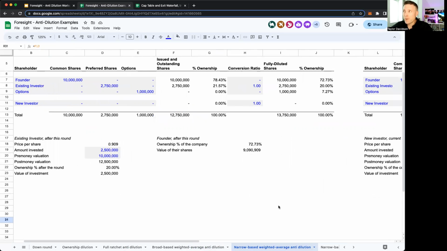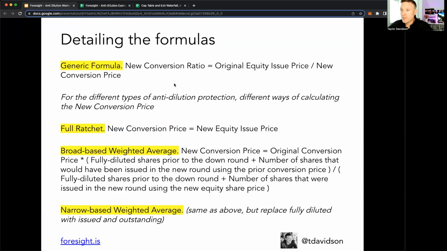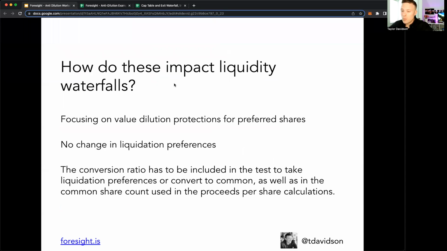Again, broad base is more common in most of the things that I've seen these days. Now, the important implication from this, and I'll use this as a lead-in, is one thing we didn't talk about: how this impacts liquidity waterfalls. Liquidity waterfalls is basically how we determine who gets what in an exit or an M&A event, or distribution of cash to all the shareholders.